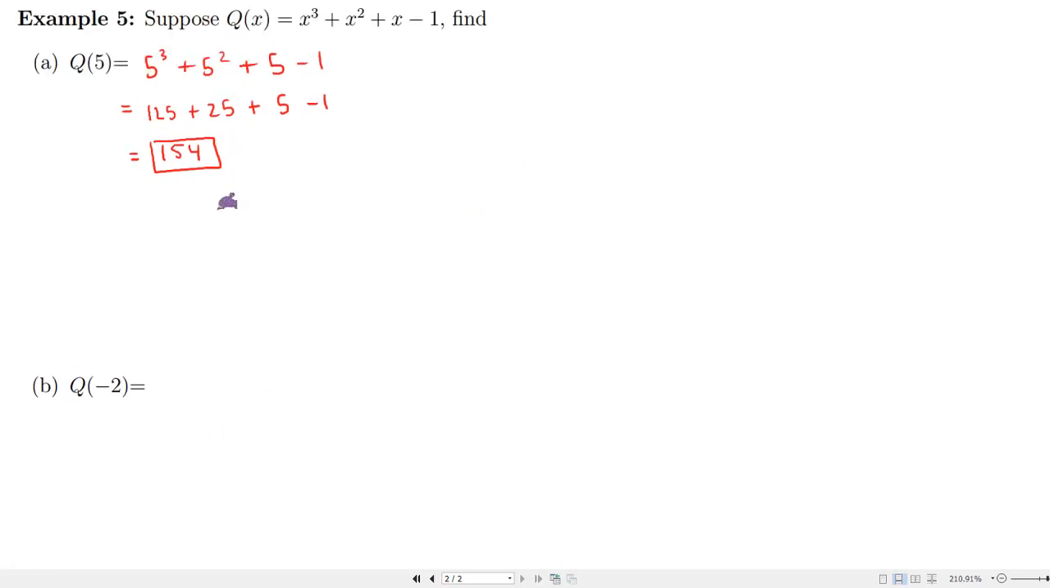And now let's substitute in the minus 2. So we have minus 2 cubed plus minus 2 squared plus minus 2 minus 1. So minus 2 cubed would be minus 2 times minus 2 times minus 2. So 2 cubed is 8, but then there's an odd number of minuses, so this is minus 8, right? Minus 2 squared is minus 2 times minus 2, so negative negative is positive, positive 4. And then minus 2 minus 1, so then this would be minus 4 minus 2 is minus 6 minus 7.